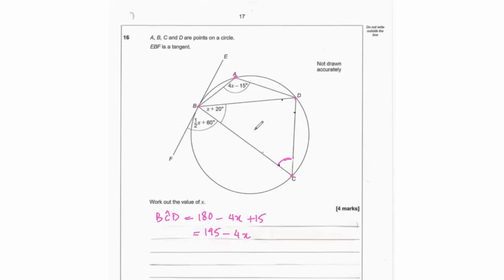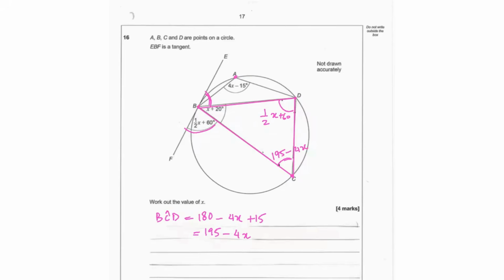Now, if this is 195 minus 4x, the next circle theorem that I'm going to use is the alternate segment theorem. According to the alternate segment theorem, if all 3 vertices of the triangle inside the circle are touching the circumference, that means this angle will be the same as this. This angle will be the same as this. So this is also 1 over 2x plus 60. So we can either find the sum of angles for the straight line or the sum of angles for the triangle. Either way, the equation is going to be the same and it's going to give you the correct answer.